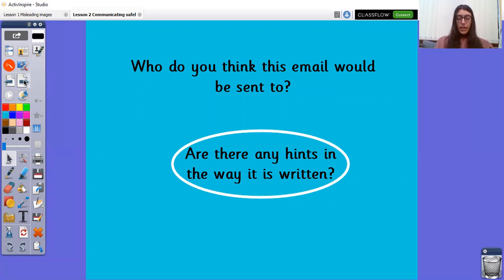So you should have had enough time to read through the formal email. Who do you think this email would be sent to? Are there any hints in the way it is written? As it's a formal email, that might give you a bit of a clue. A formal email might be sent to someone in a professional manner, but who do you think this particular email would be sent to? And are there any hints in the way it is written? Feel free to go back to the email so you can have another look. Verbalise your answers or write some notes down.